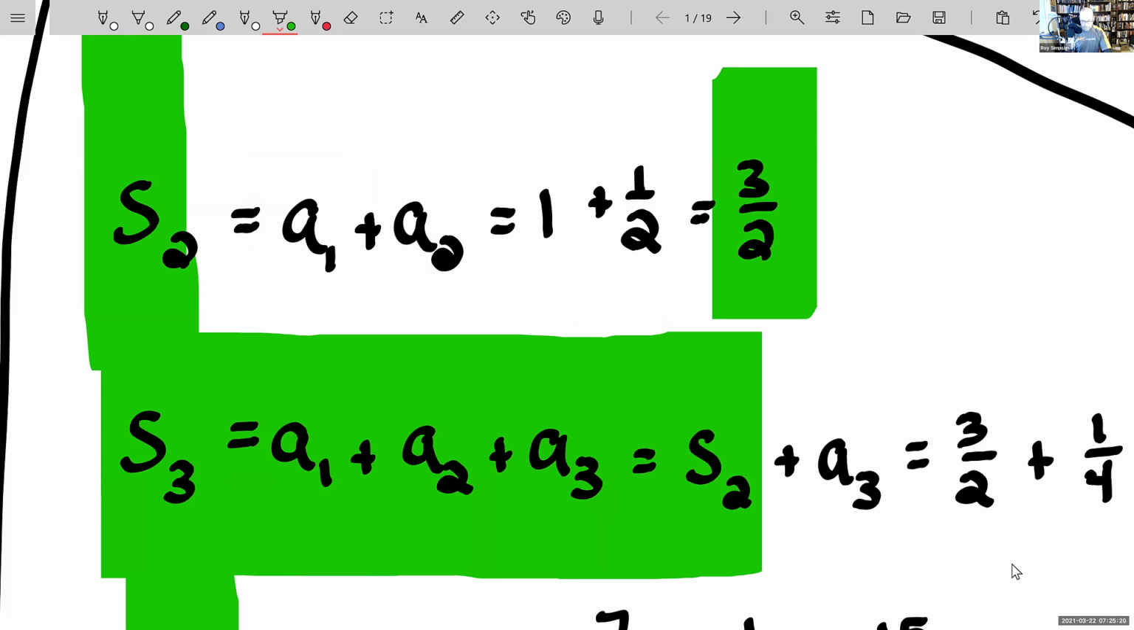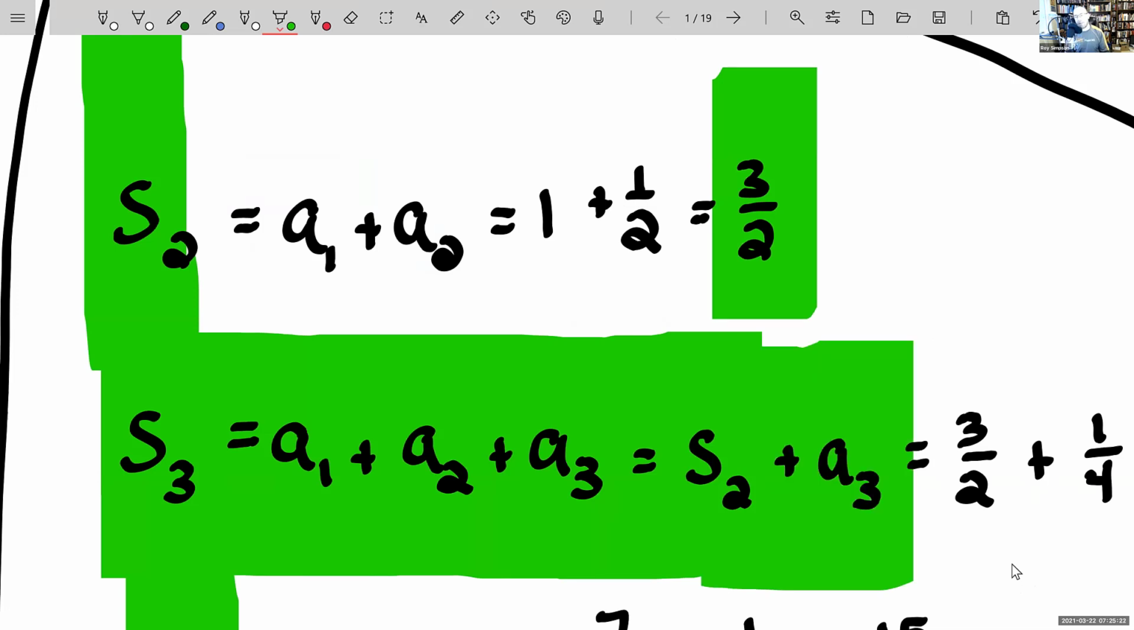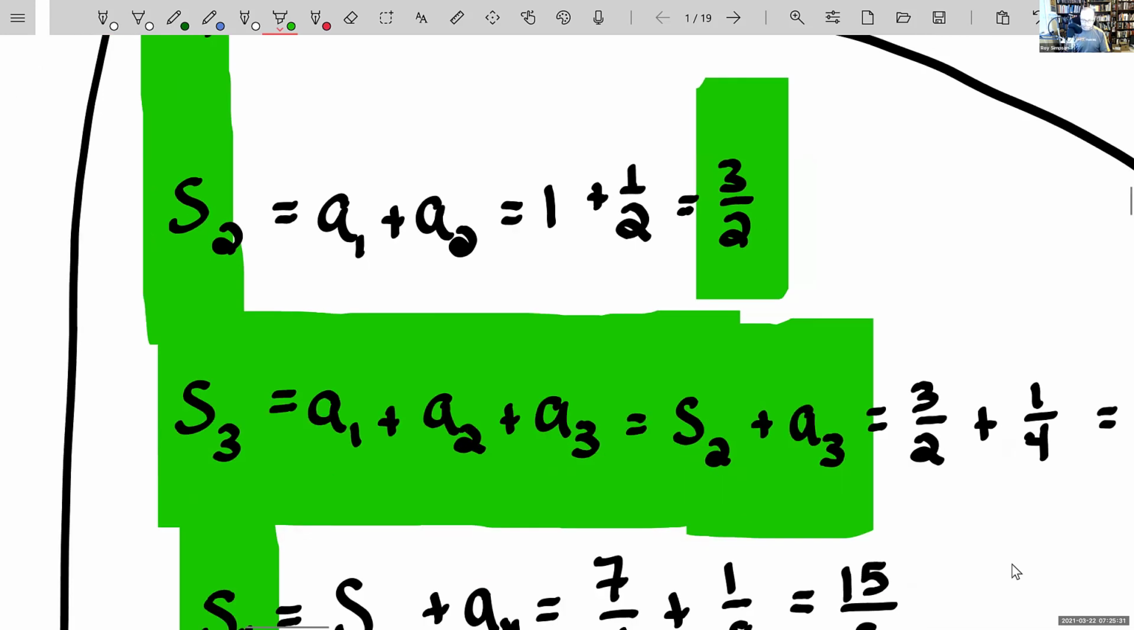So it's just easier to write it that way. That's the sum of the first two terms plus the next term in line. That way we don't have to add up three terms, we just add two. And you define all the partial sums that way.